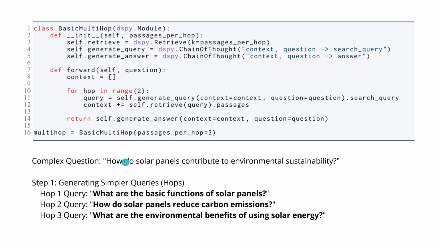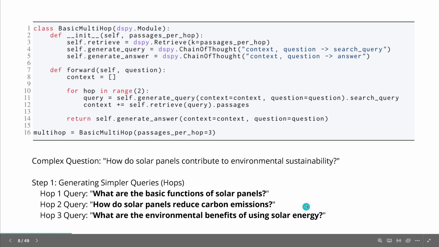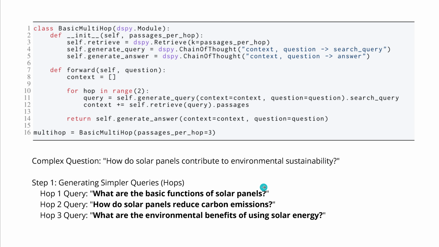Beautiful. This particular question you can divide here, GPT-4 did this for me, into first, what are the basic functions of solar panels? To answer how do solar panels contribute to something, you have to understand, hey, what are the basic functions? The second question, now looking to the target environmental sustainability, GPT-4 generates a question, how do solar panels reduce carbon emissions? This is just a very tiny fraction of this topic. And the last one, to link it now from the beginning to the end, is, what are environmental benefits of using solar energy?